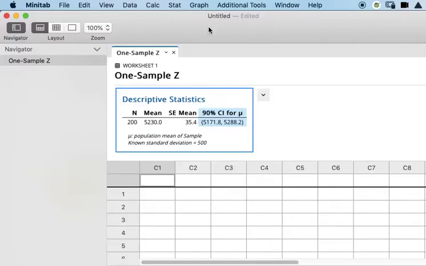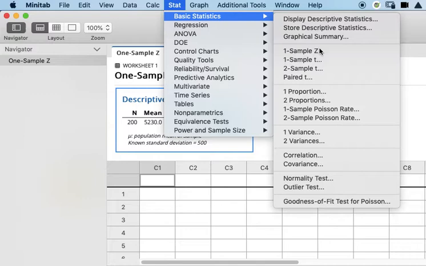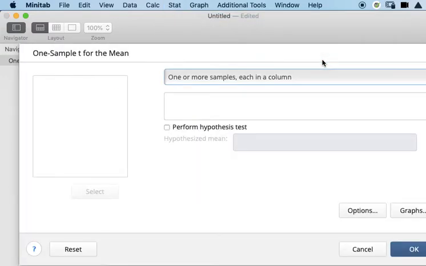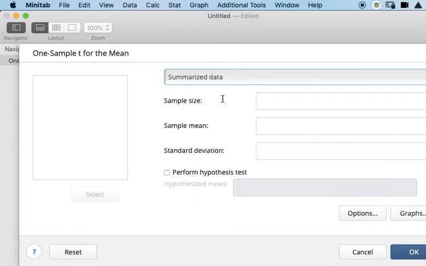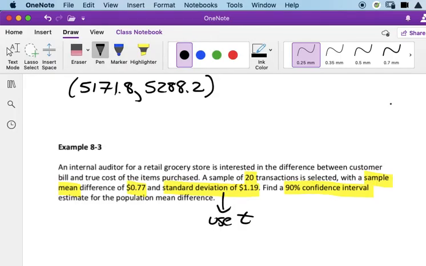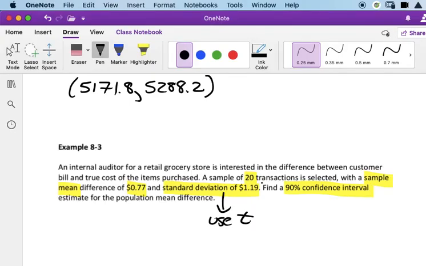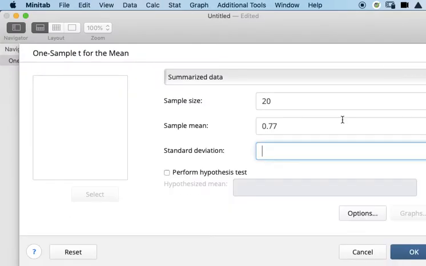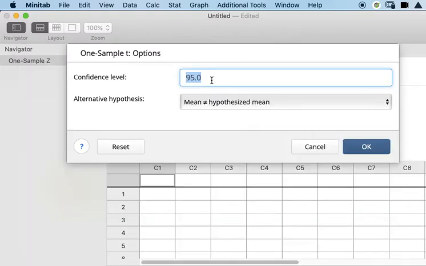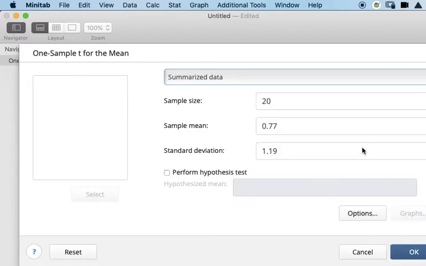So we're going to go to Minitab, and now we're doing one sample T. Again, I need to change this to summarize data. Now I'm entering my sample size, sample mean, and my sample standard deviation. So my sample size was 20, sample mean was 77 cents. And my standard deviation of my sample was $1.19. We want to find a 90% confidence interval. So click on Options and change this confidence level to 90. And then click OK.